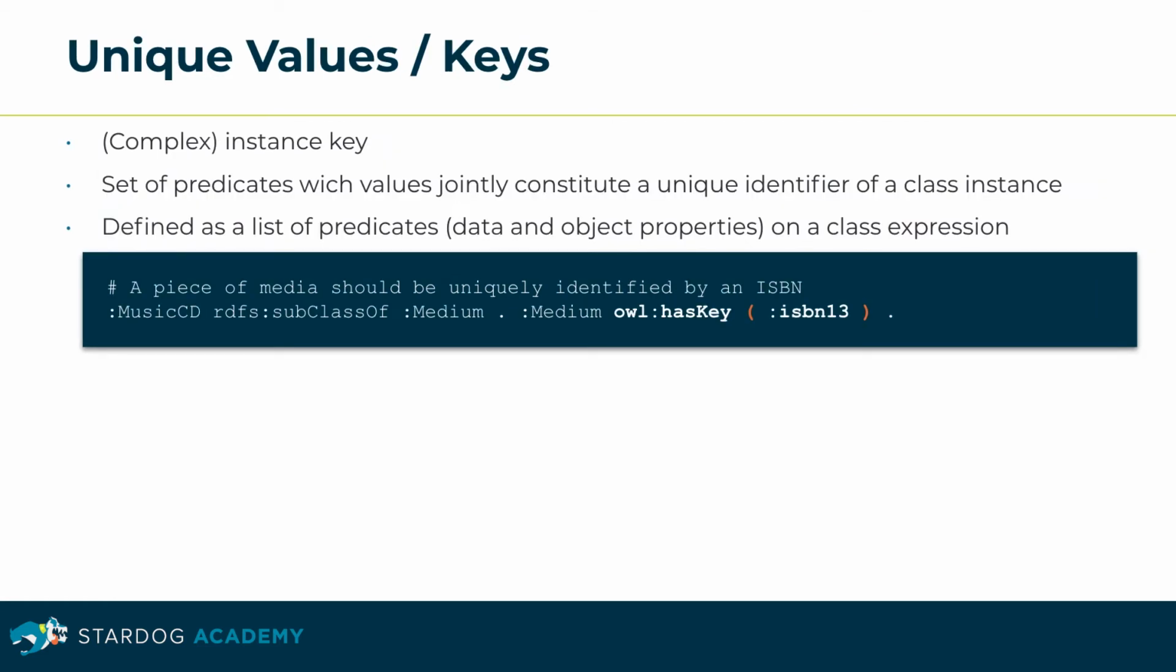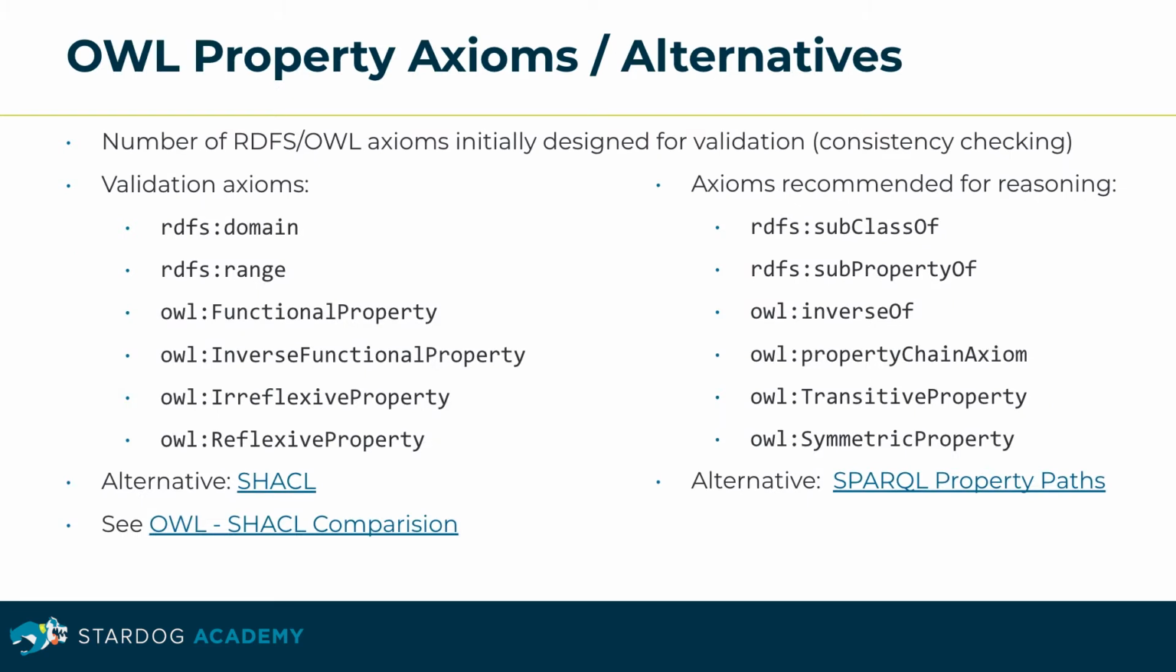Similar to an inverse functional property, a key expresses a globally unique identifier for class instances. A class may list data and object properties via the OWL hasKey predicate, whose values will jointly constitute a key for an instance of this class. A number of RDFS and OWL axioms were initially designed for validation. It is consistency checking of datasets with regard to a model.